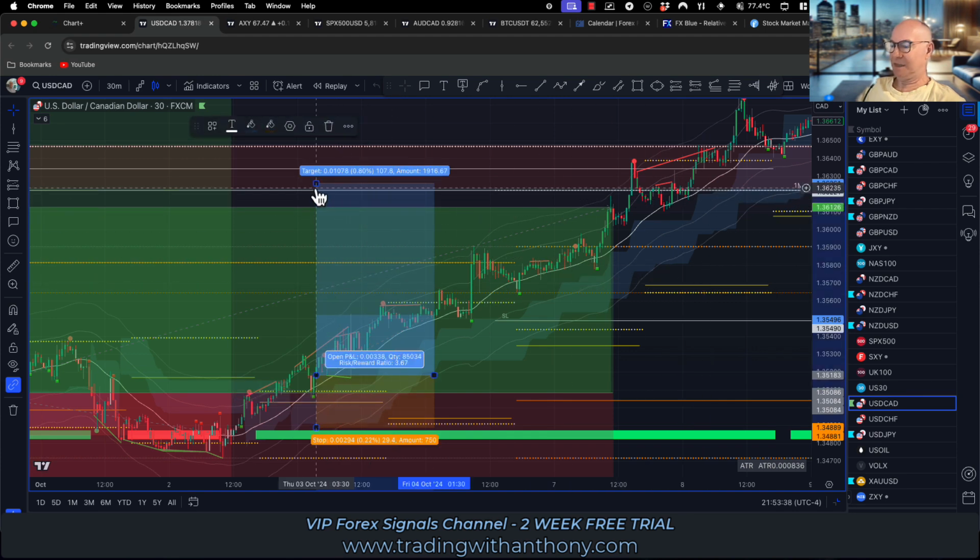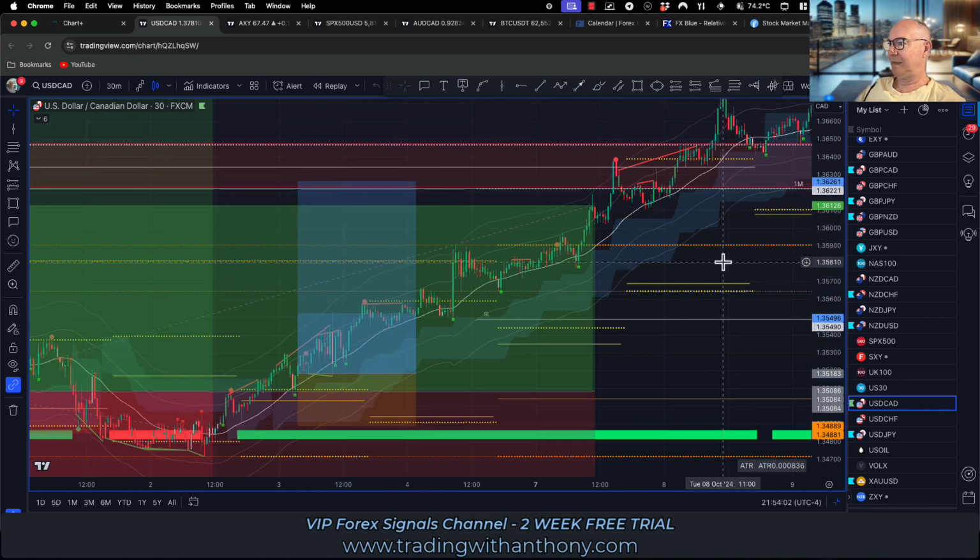I know a lot of guys don't like taking partial profits, but the way the markets have been behaving lately, it's probably not a bad idea. At least then you're in the money and you can let your trade run with a risk-free stop loss, and see how it shapes up into the end of the week. Okay, so that's something that we could look at this week.